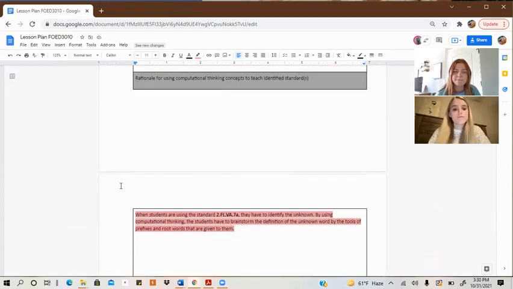A rationale for using computational thinking concepts to teach identified standards is that when students are using the standard 2FLVA7A, they have to identify the unknown. By using computational thinking, students have to brainstorm the definition of the unknown word by the tools of prefixes and root words that are given to them.